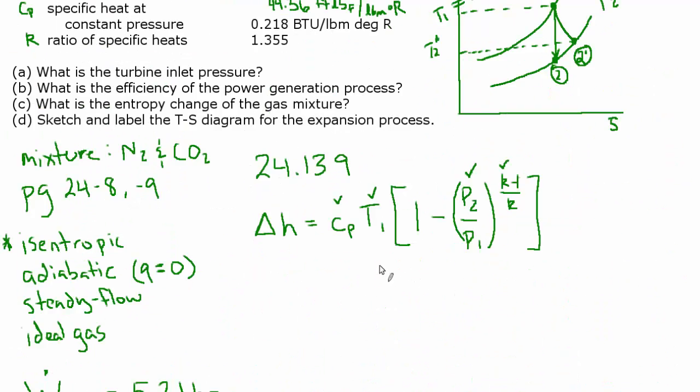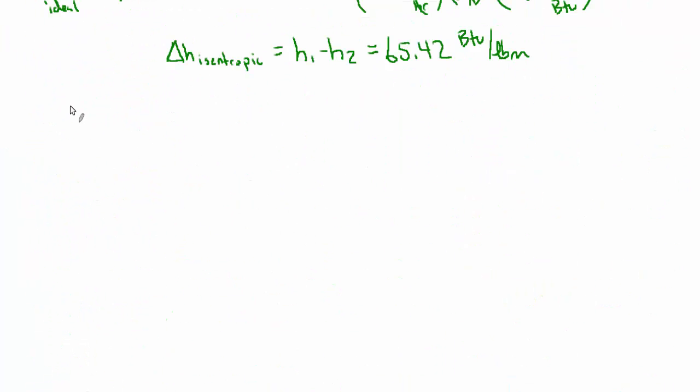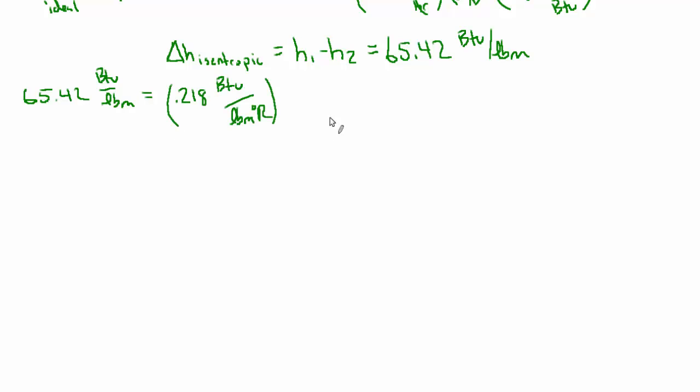We can actually go back up here and plug that in, and I'm going to need a little space to work out the algebra, so I'm actually going to start from down here. We have 65.42 BTU per pound equals Cp, which is 0.218 BTU per pound Rankine, times T1. Now T1 has to be in degrees Rankine. So originally it was given to us as 240. You have to add 460 to that. So that's 700 degrees Rankine.